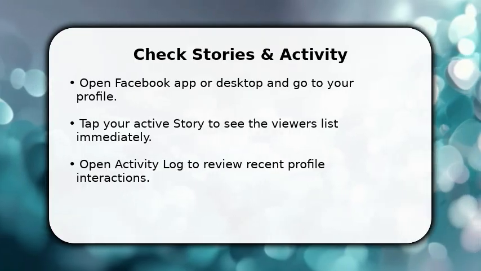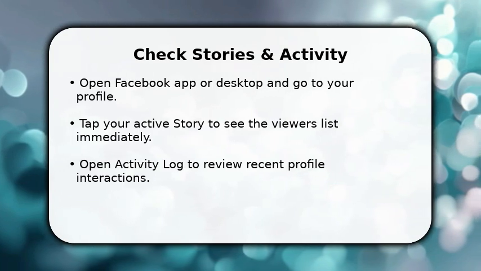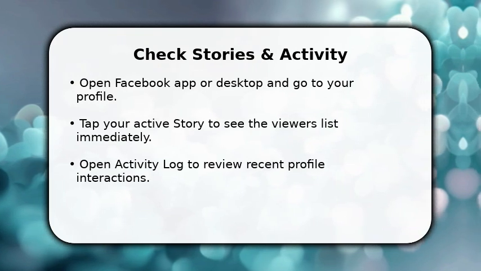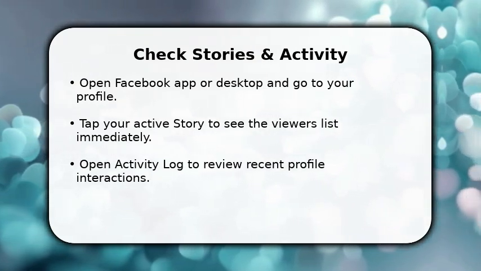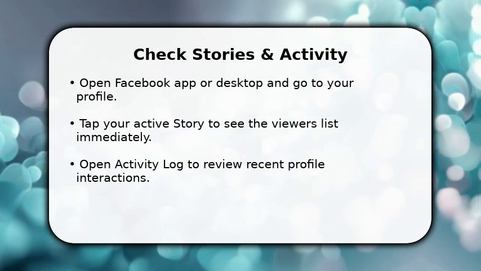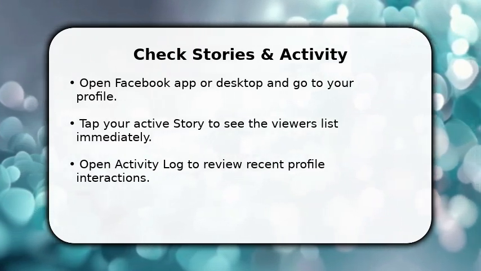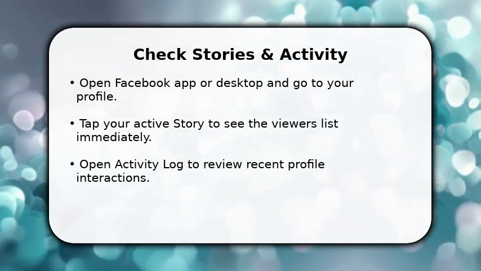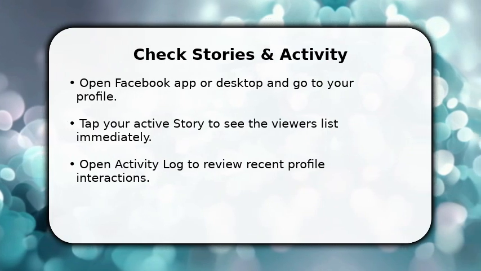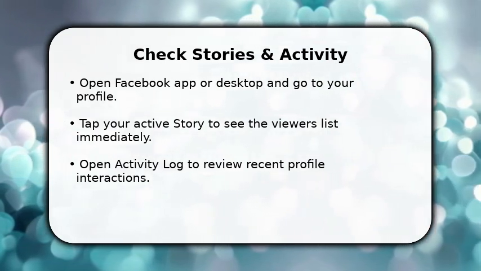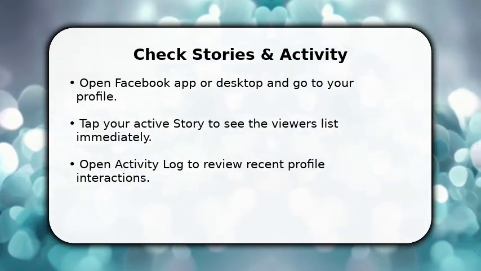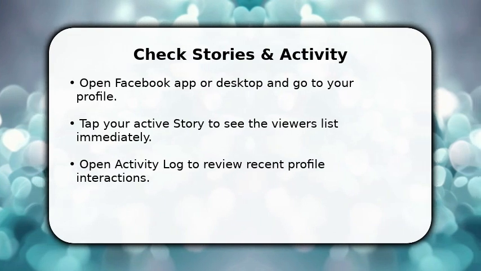You start by checking what Facebook actually reveals: stories and explicit interactions. Open the app or desktop, go to your profile, and play your story. The viewers list shows everyone who opened it. Once done, open Activity Log to scan likes, comments, and follows. These are the concrete signals people visited or engaged with your profile. You do this because Facebook protects profile views, so interactions and story views are the only reliable built-in indicators.